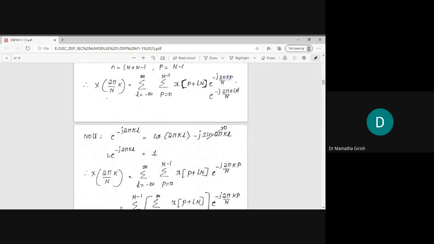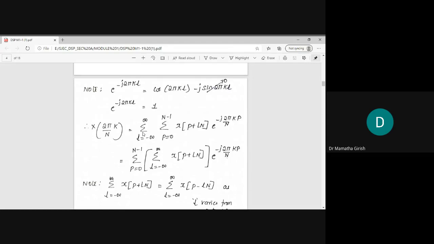As I've discussed in the previous class, if you expand the value of e to the power of minus j 2 pi kl by Euler's formula, it gets reduced to 1. Sine 2 pi is 0, cos 2 pi is equal to 1. Accordingly, the formula turns out to be this.